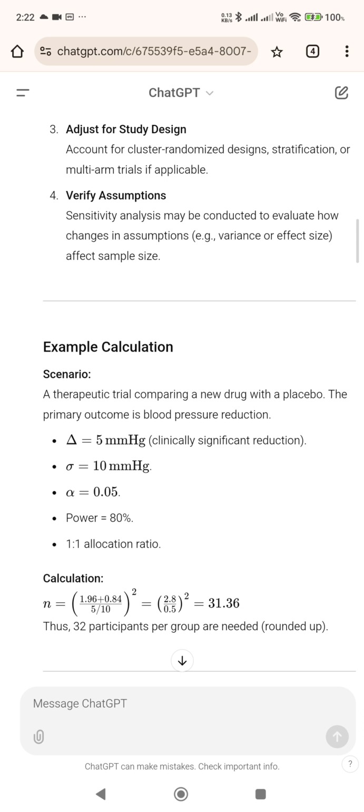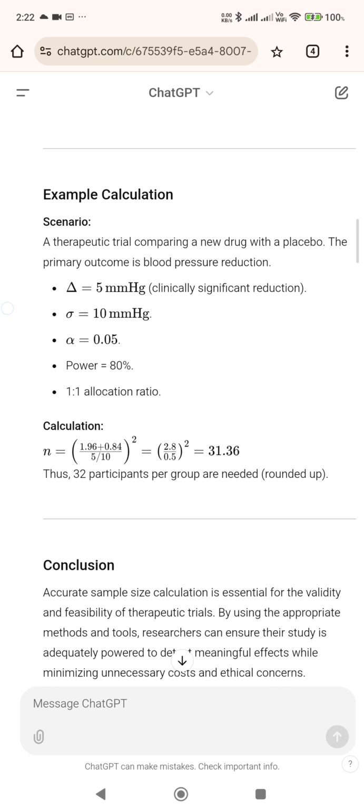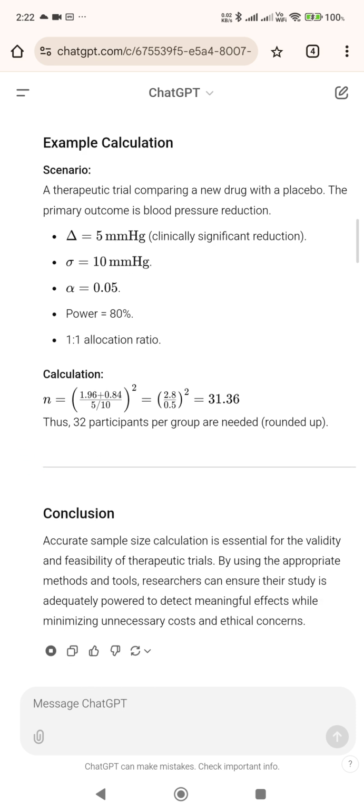Example calculation. Scenario: a therapeutic trial comparing a new drug with a placebo. The primary outcome is blood pressure reduction. Delta equals 5 mmHg, the clinically significant reduction. Sigma equals 10 mmHg, alpha equals 0.05, power equals 80%, 1-to-1 allocation ratio. Calculation: n equals 2 times (1.96 plus 0.84) squared times (10 over 5) squared, which equals 31.36. Thus, 32 participants per group are needed, rounded up.